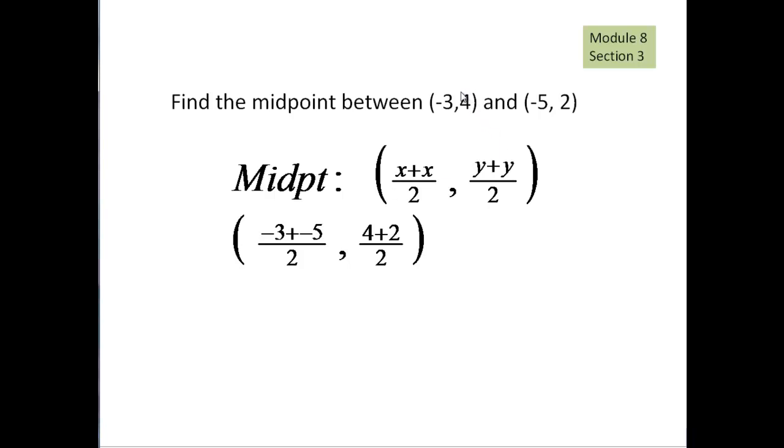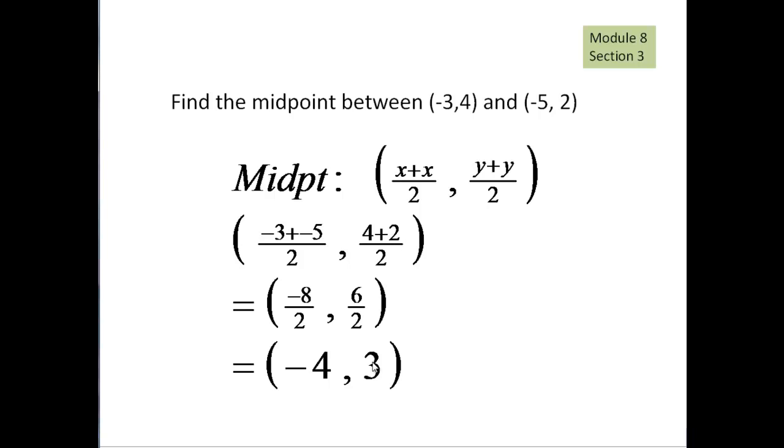My second numbers, 4 and 2. 4 plus 2 divided by 2. When you put these together, negative 8 divided by 2 is negative 4. 4 plus 2 is 6. Divided by 2 makes 3. So 8 over 2 and 6 over 2 gives you negative 4 and 3.